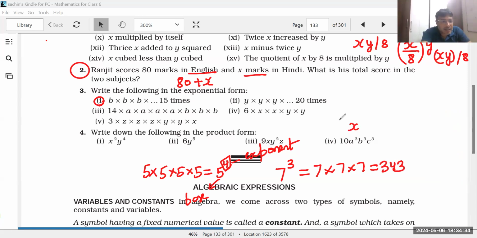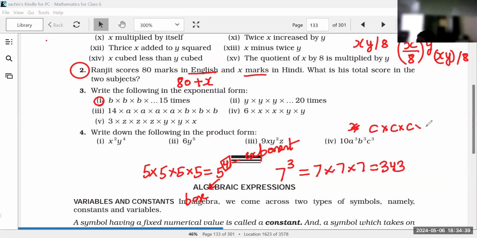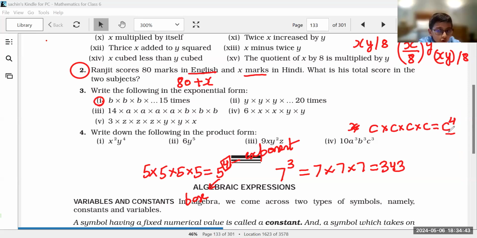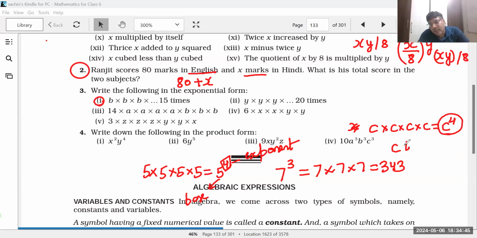C into C into C into C. What will be my answer? C to the power 4. We call it C to the power 4.